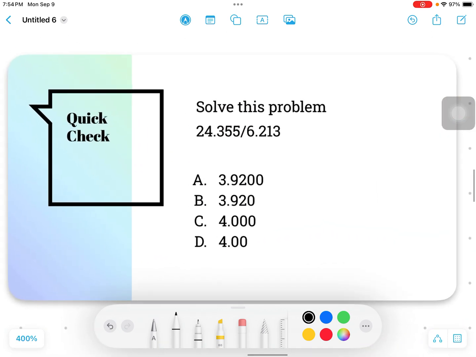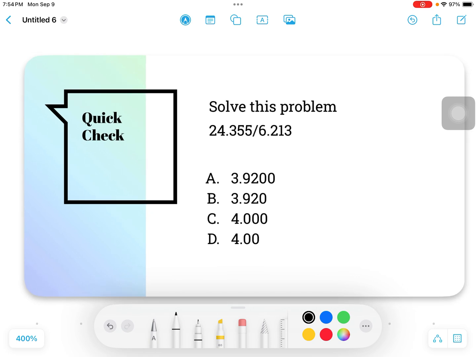All right, let's do another one. So solve this problem. 24.355 divided by 6.213. So we're just going to plug that into our calculator like normal. Divide the two. You should get an answer of 3.92006438. And again, I recommend writing it all out just so that you have it.